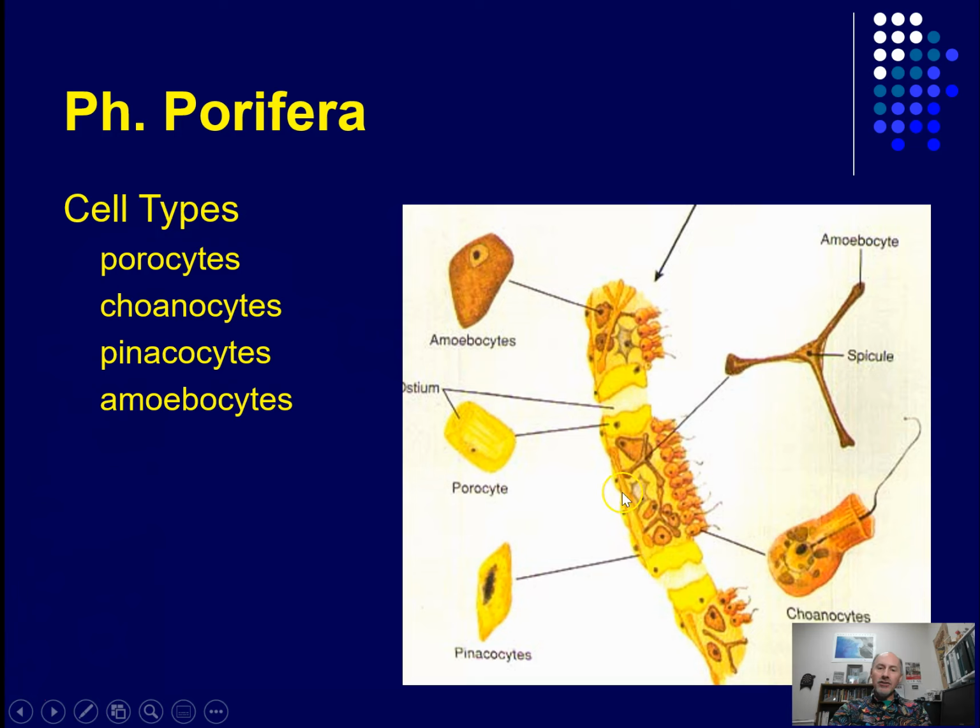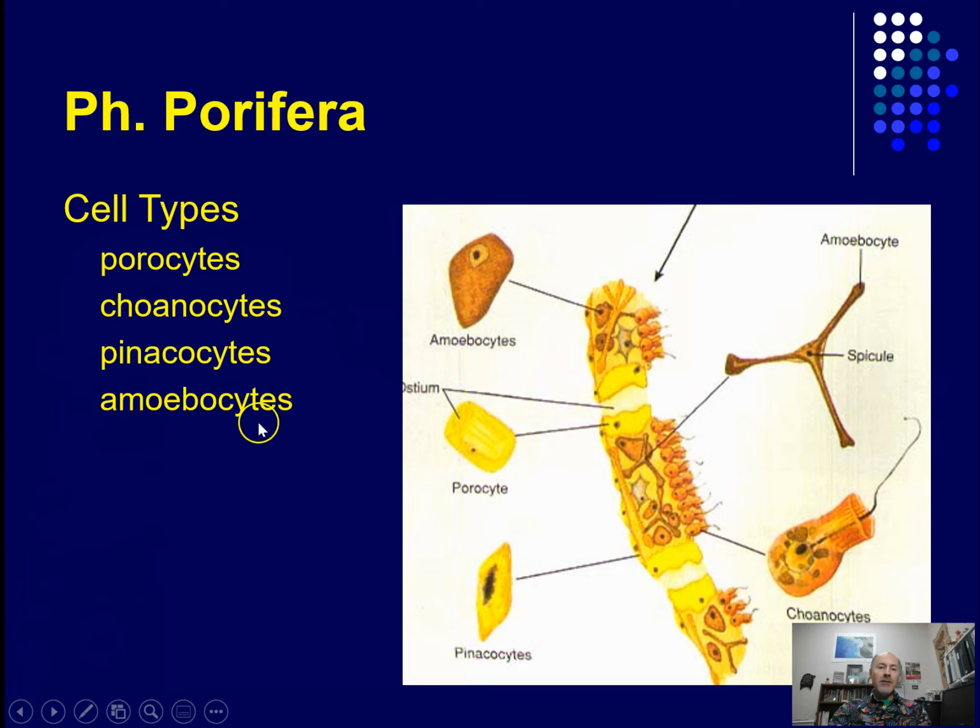Pinacocytes are just the very flat cells that form the outer surface of the sponge body. They're the equivalent of epidermal cells, and they superficially look like simple squamous epithelial tissue that you studied in vertebrates. So they just provide that outer surface. No other major functions that we're aware of there.